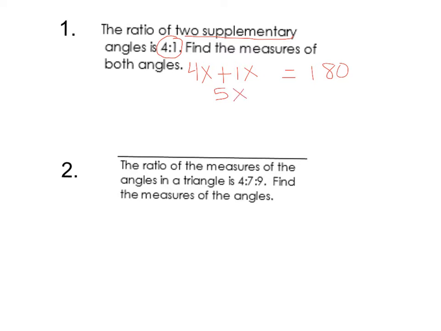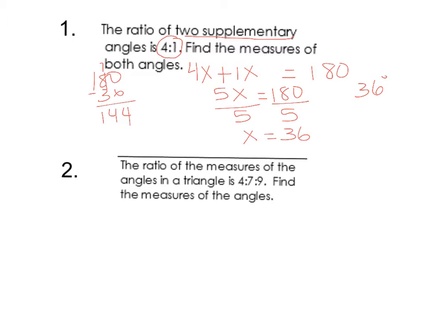Add those together, 5x equals 180. Divide by 5, and x equals 36. So one angle is 36. And then 180 minus 36, let's do that on the side. That's a 4, make that a 7, 144. So those are our two angles.